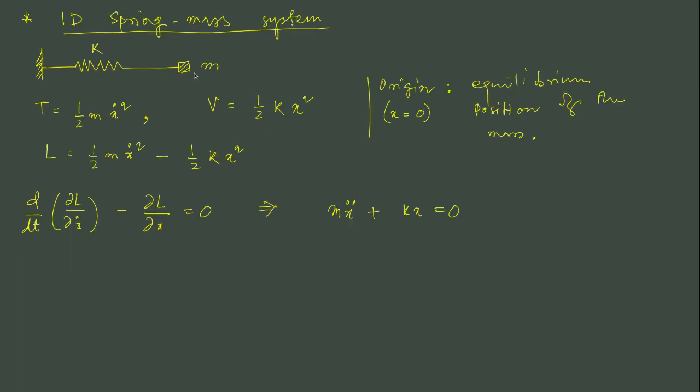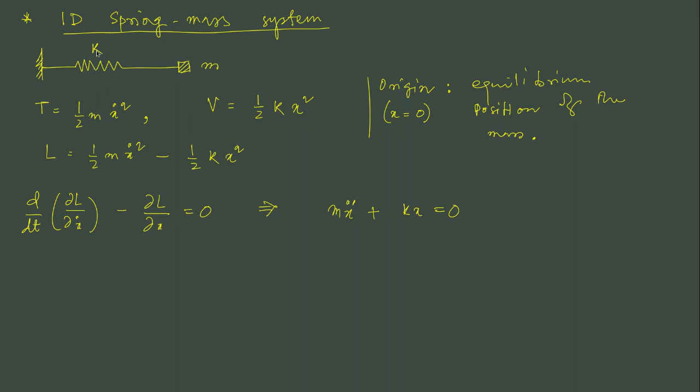What about a 1D spring-mass system, where we have a mass moving horizontally connected to a rigid wall by a spring of spring constant k? The kinetic energy we write as half m x dot squared, and the potential energy half k x squared. Now, where is x measured from? Where did we choose the origin? The origin is the equilibrium position of the mass.